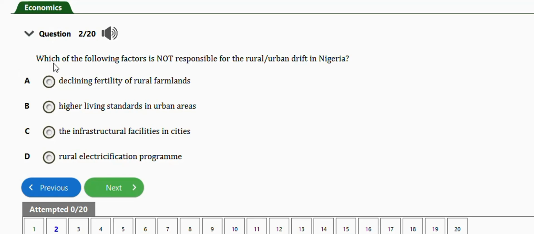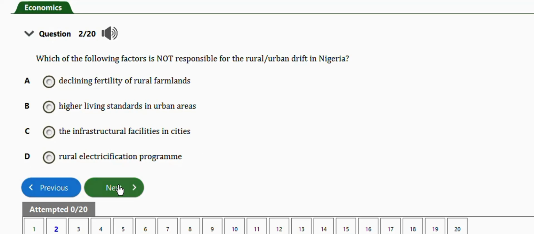Next question. It says, which of the following factors is not responsible for the rural-urban drift in Nigeria? We have declining fertility of rural farmers, higher living standards in urban areas, the infrastructure facility in the cities, rural electrification programs. So the right answer is option D. This is not a factor responsible for this experience, rural electrification program.